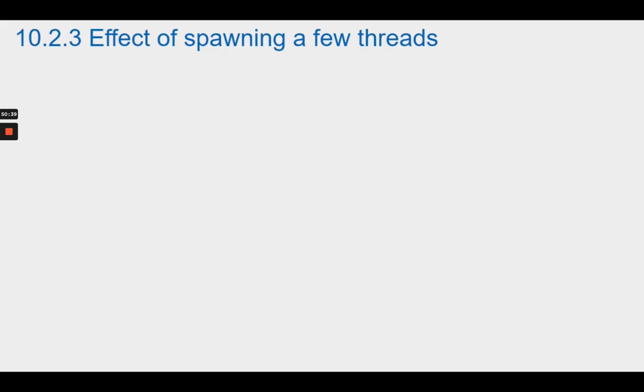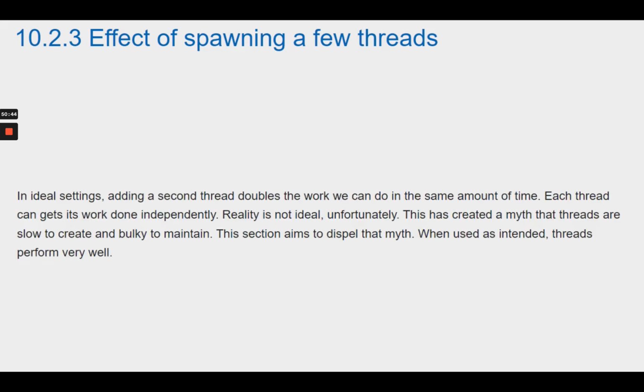Section 10.2.3. Effect of spawning new threads. In ideal settings, adding a second thread doubles the work we can do in the same amount of time. Each thread can get its work done independently. Reality is not ideal, unfortunately. This has created a myth that threads are slow to create and bulky to maintain. This section aims to dispel that myth.